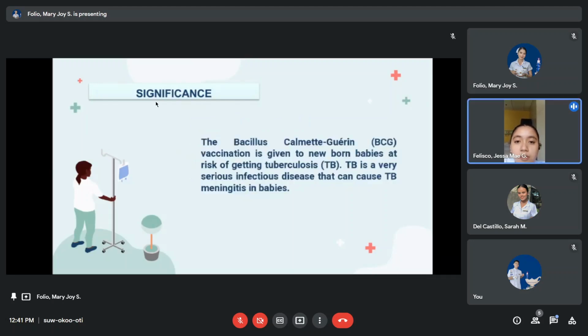For the significance, the Bacillus Calmette-Guérin or BCG vaccination is given to newborn babies at risk of getting tuberculosis, or TB. TB is a very serious infectious disease that can cause TB meningitis in babies.